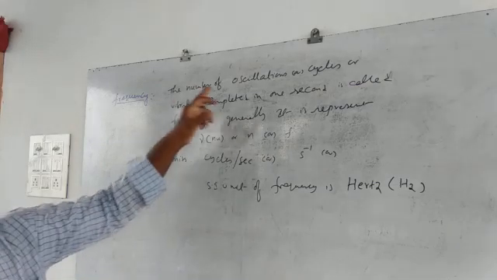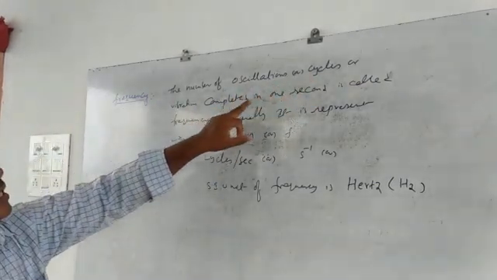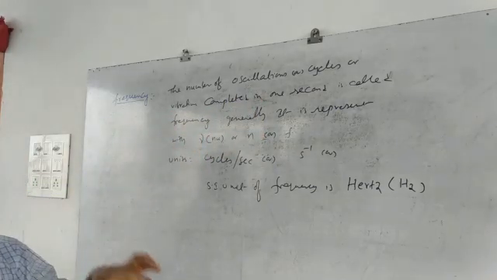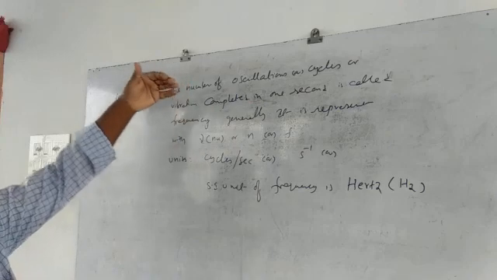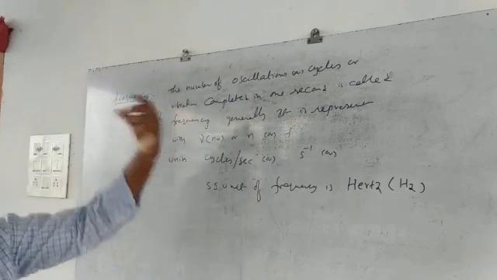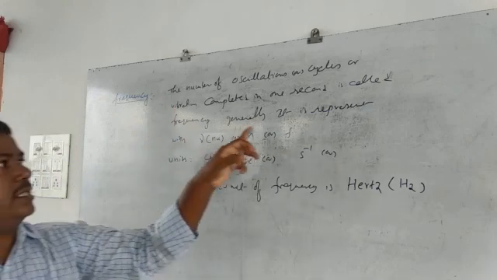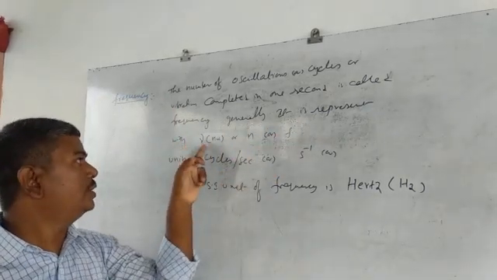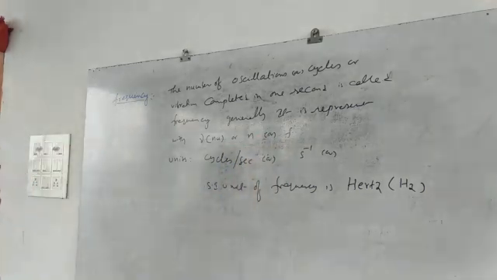So the frequency is defined as which one? The number of oscillations or cycles or vibrations completed in 1 second. That means in 1 second, how many cycles or oscillations or vibrations are completed by the wave, that can be defined as which one? Frequency. That is represented as either nu or n or f. What is the second one? Wavelength.